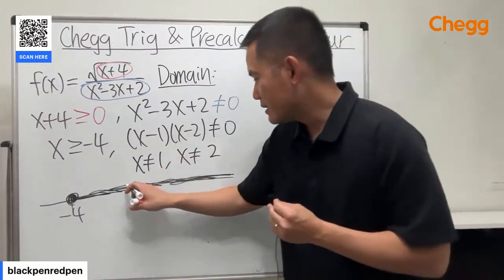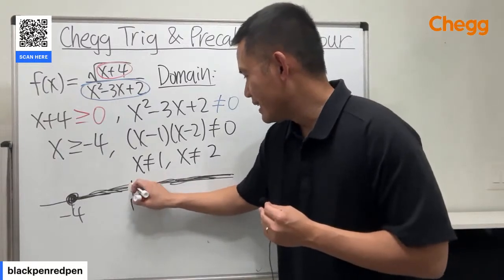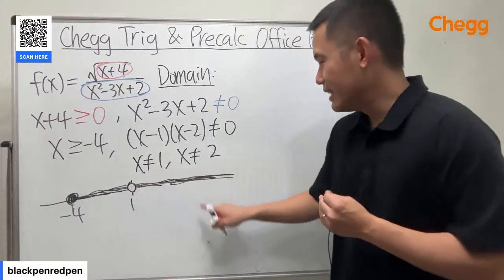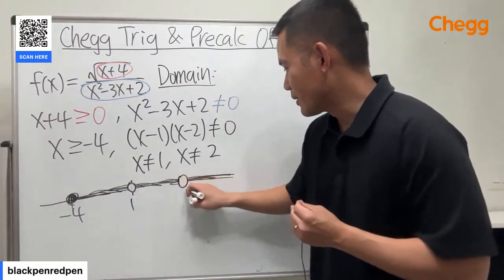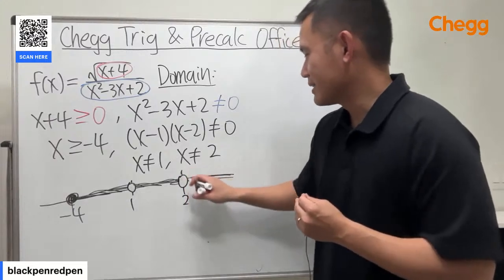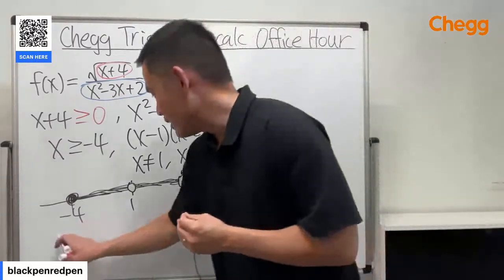Now, x cannot be 1, x cannot be 2. So let's say 1 is right here. You're going to erase it and then put an open circle instead. And then let's say 2 is right here, something like that. And then open circle at 2 like that. Okay? So that will be the domain.